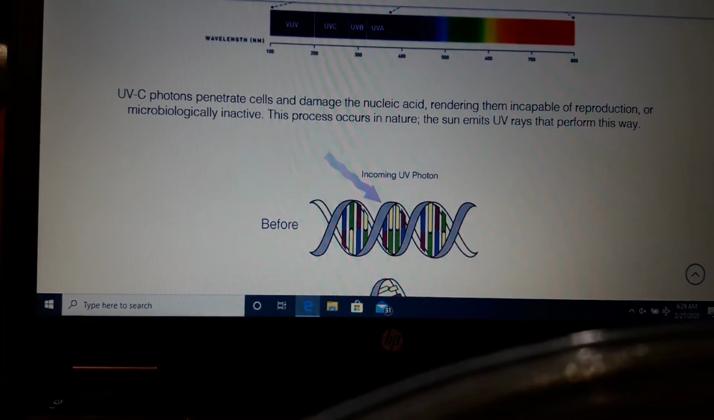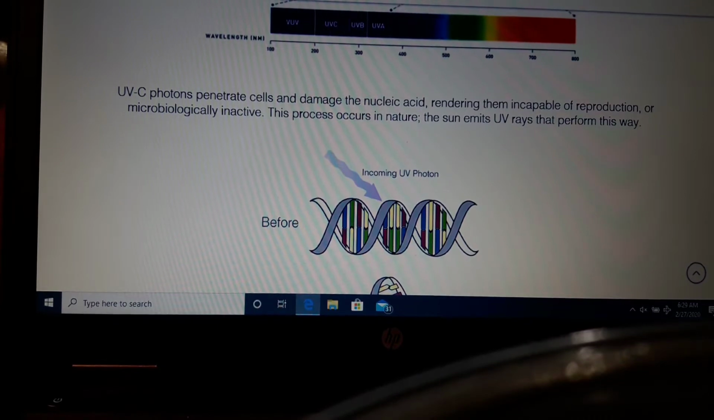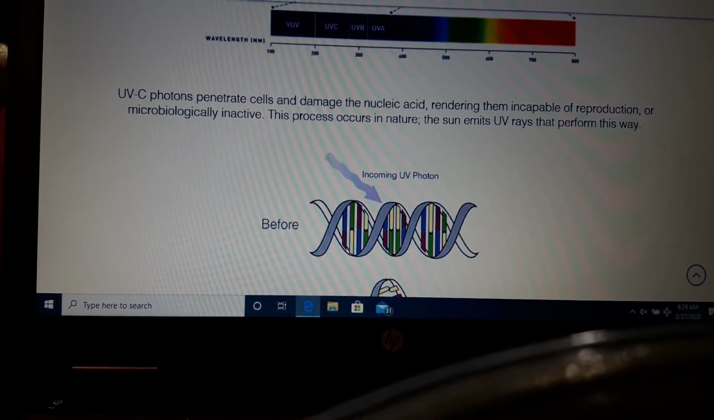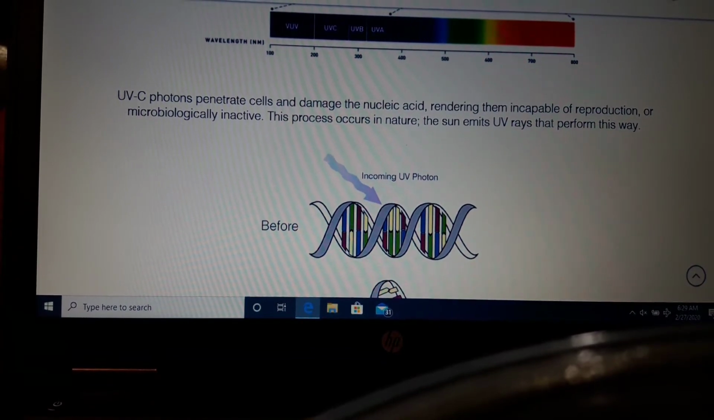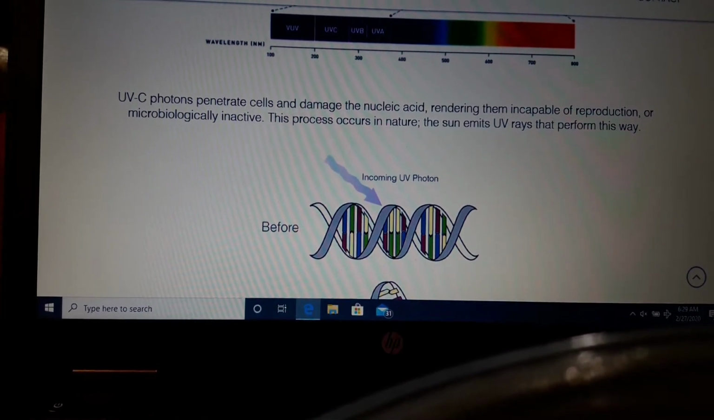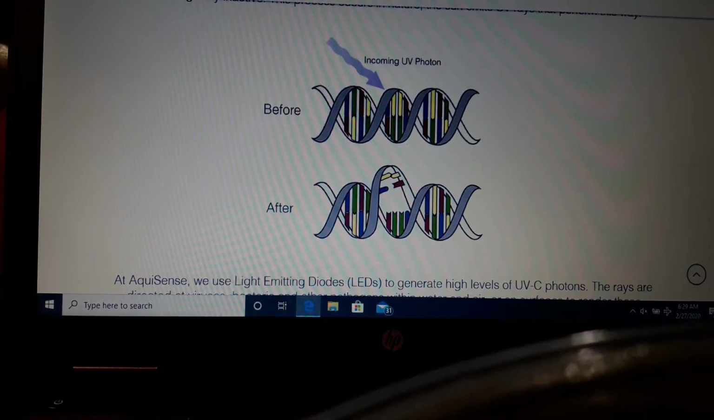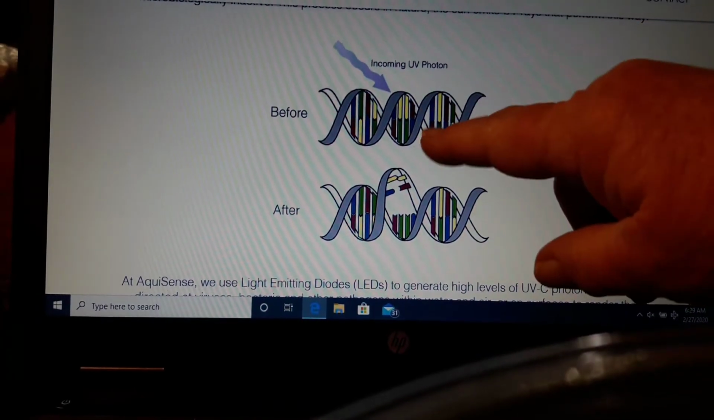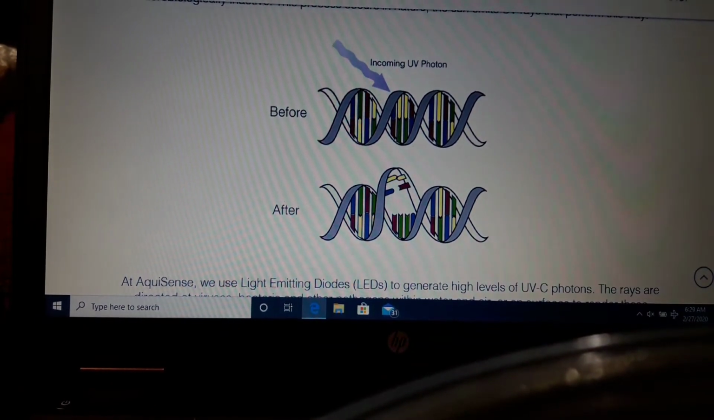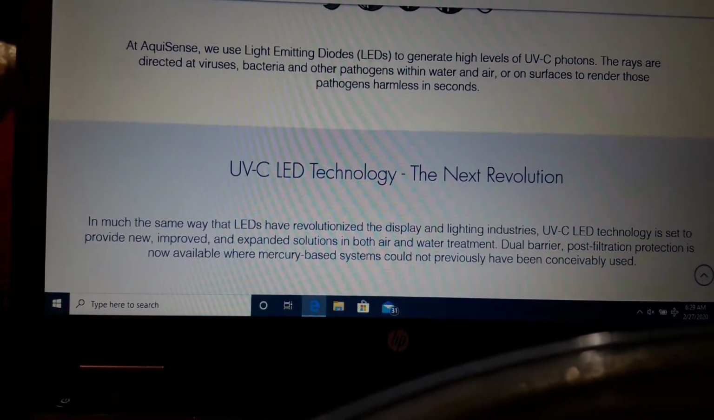UVC photons penetrate cells and damage the nucleic acid, rendering them incapable of reproduction or microbiologically inactive. This process occurs in nature. The sun emits UV rays that perform this way. Incoming photon, so it hits here and it breaks it apart. But I did find some other technology that just makes it explode. But this is for just educational purposes.